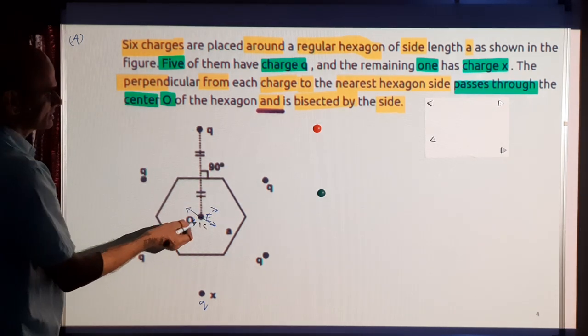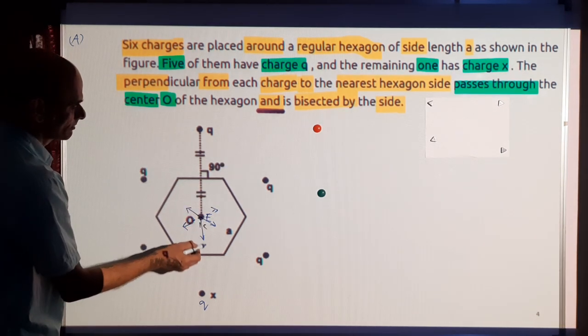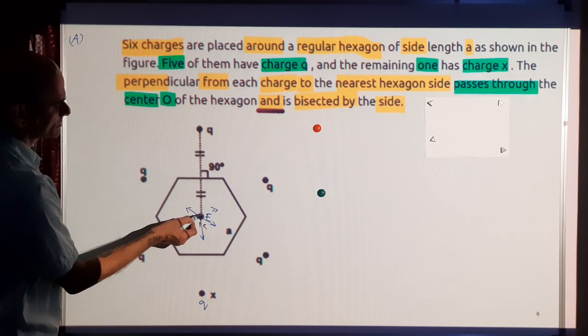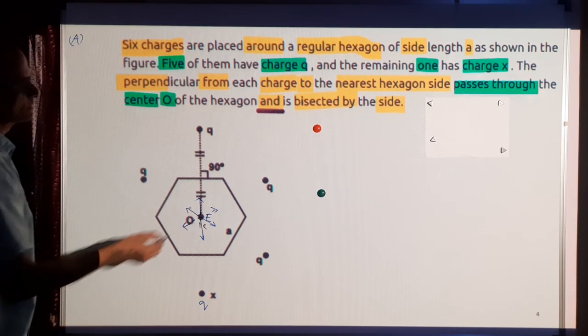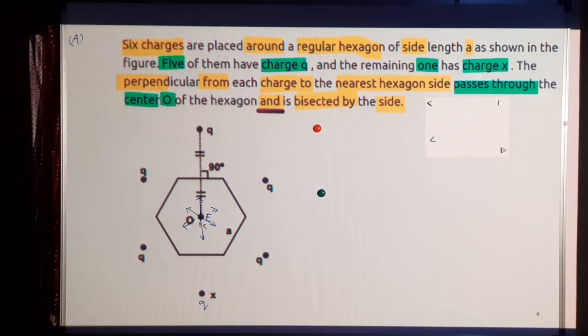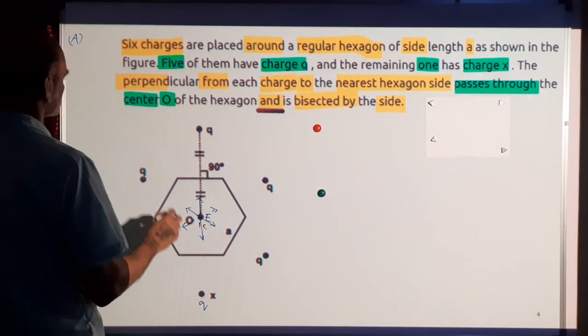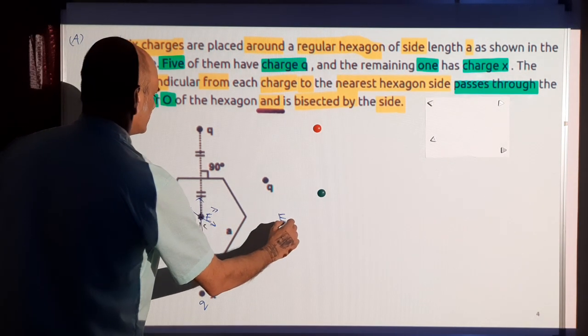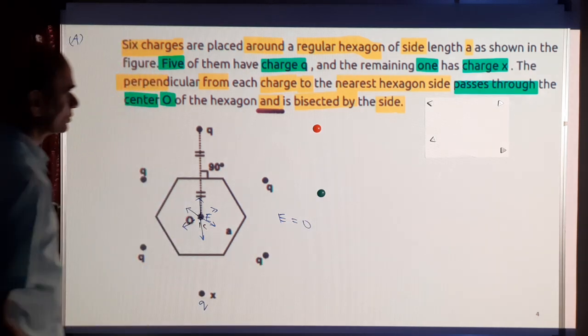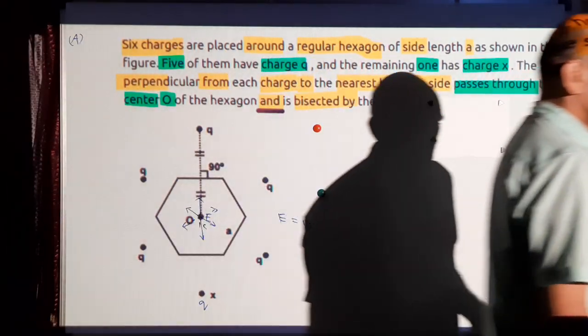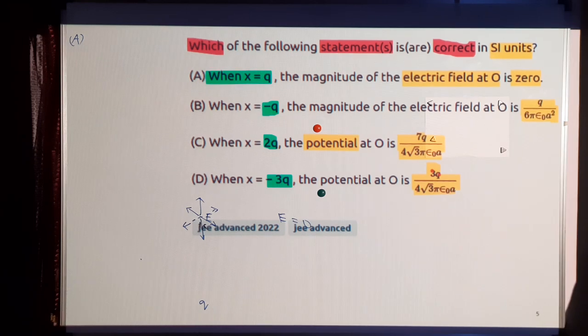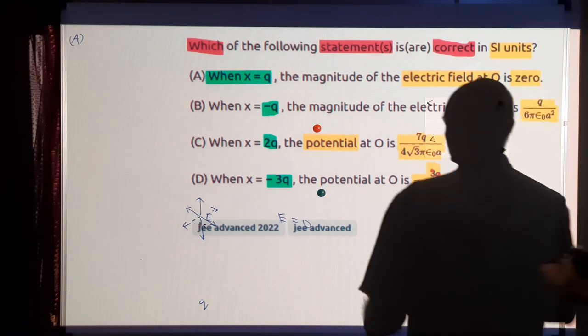And due to the top charge, there will be a repulsive force downwards, and due to this bottom charge, there will be a repulsive force upwards. So these two will cancel. So the net force, which is the electric field, is 0. So electric field in the first option at point O is 0. Option A says the electric field at O is 0. So option A is true.